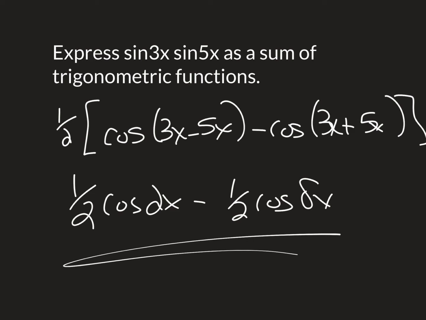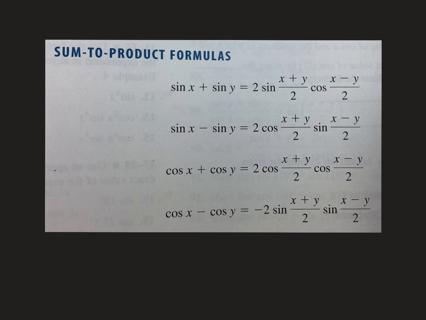So we just rewrote something from a product into a sum using our product to sum formula. All right, sum to product, going backwards. Now you have things like adding two sines, subtracting two sines, adding two cosines, and subtracting two cosines. These are the formulas that we're going to use in order to do that. Again, let's try one of those.